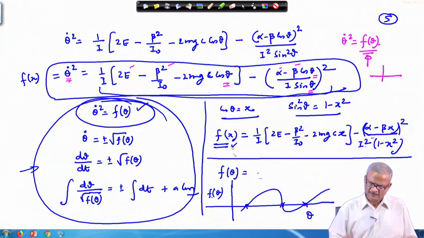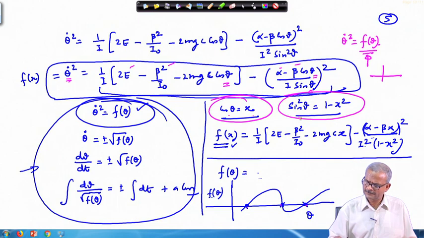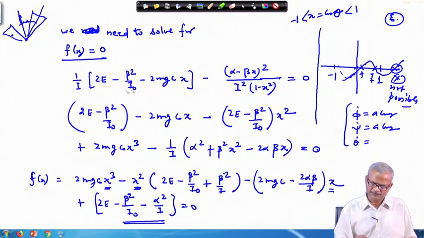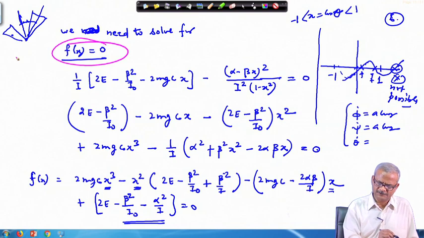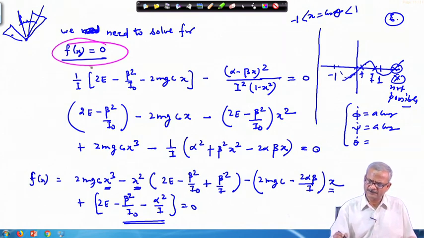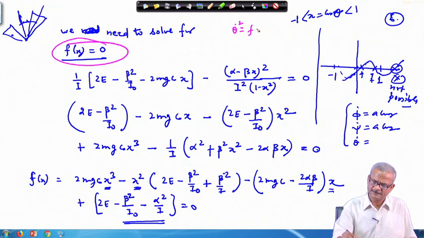Okay. We sorted this problem more elegantly by putting cos theta equal to x, so sin square theta equals 1 minus x square. We inserted it in this equation, put it in this format. Thereafter, we rearranged it and solved f(x) equal to 0, because we are looking at the right hand side, theta dot square equal to f(theta).